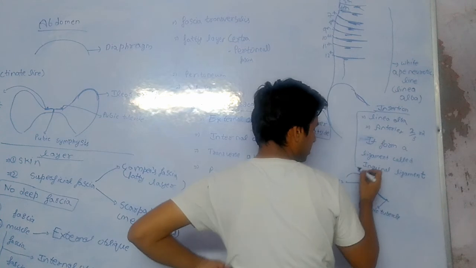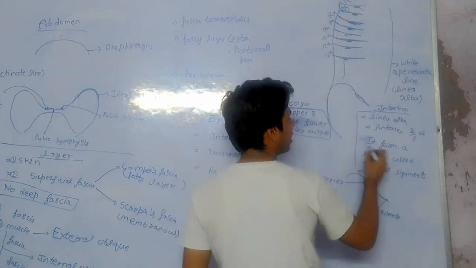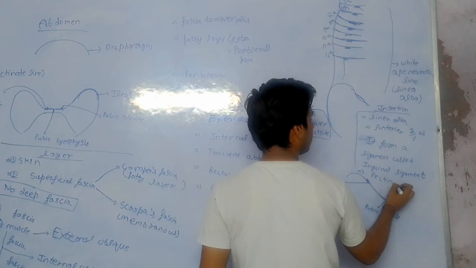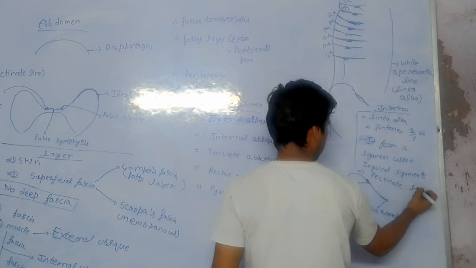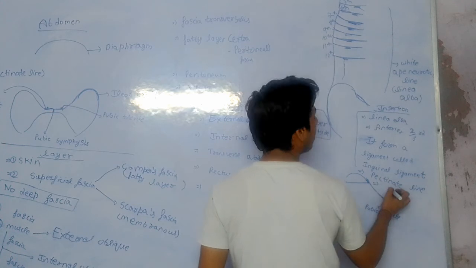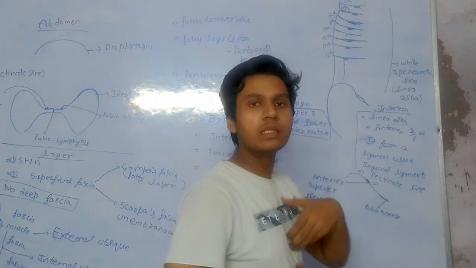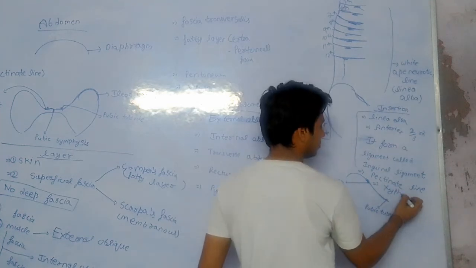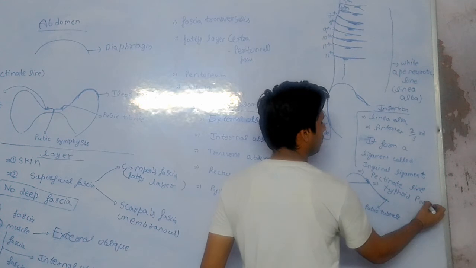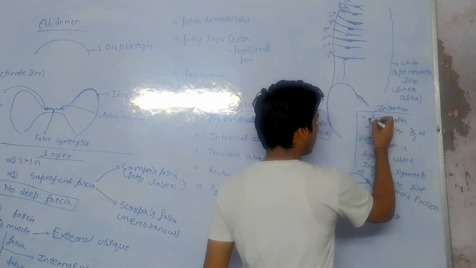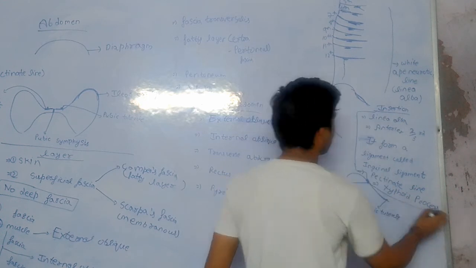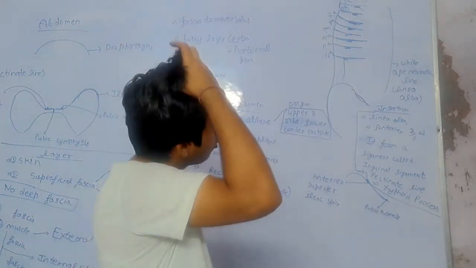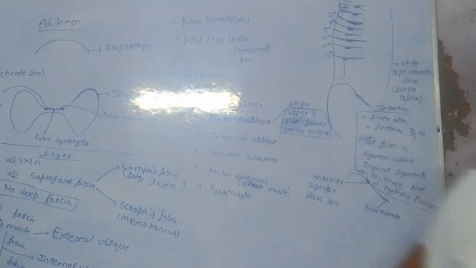So this is the origin and insertion. Third insertion is called the pectinate line. Fourth insertion is called the xiphoid process. We know here is linea alba, and the xiphoid process is present in the center of the sternum. These are insertions of external oblique. Insertions are more than origin. So these are some parts of external oblique. Note this.